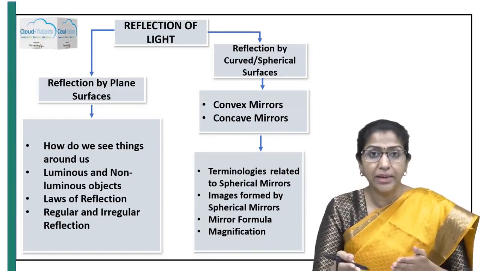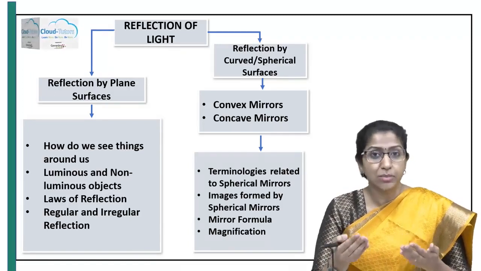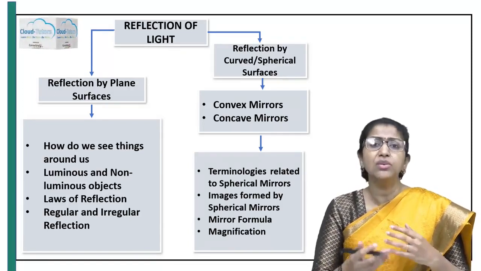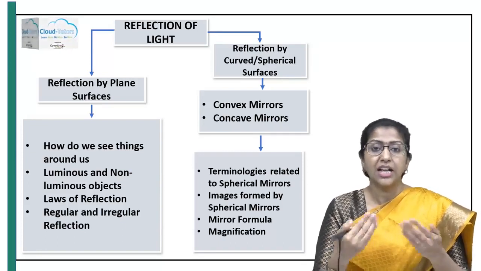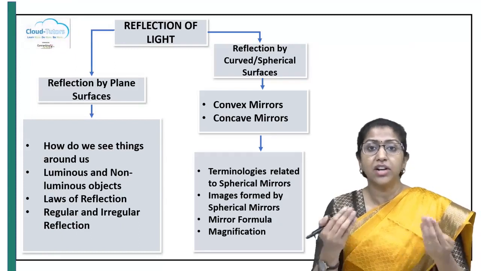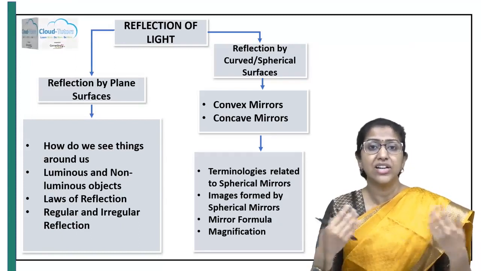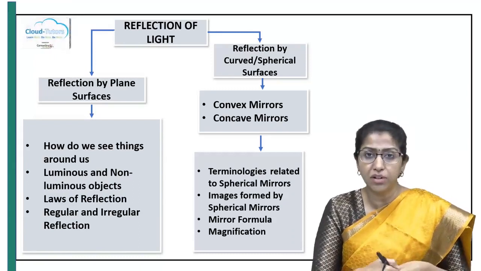But the second topic, that is the reflection by spherical surfaces, or when it comes to convex and concave mirrors, you need to concentrate a little more on the different cases, as in when we keep the object in different positions in front of the concave mirror or convex mirror, it tends to form different kinds of images depending upon the position of the object.